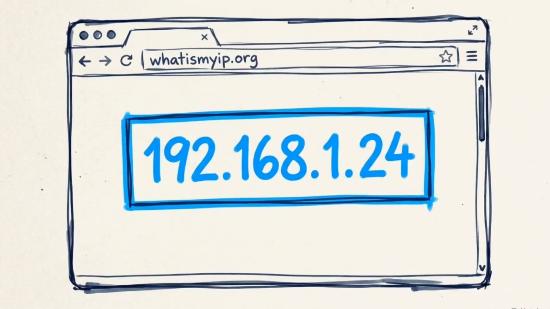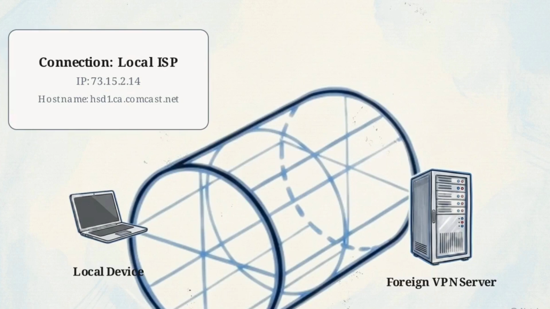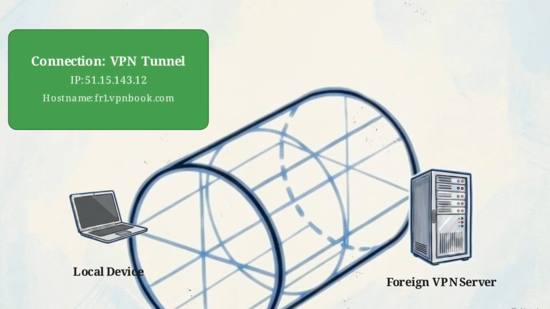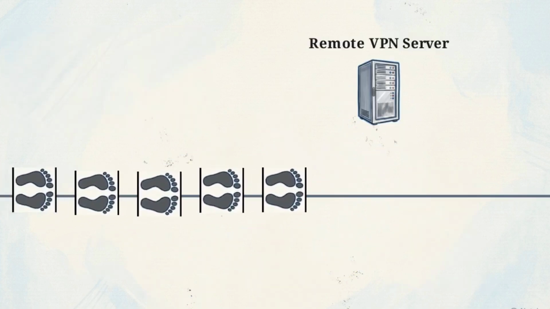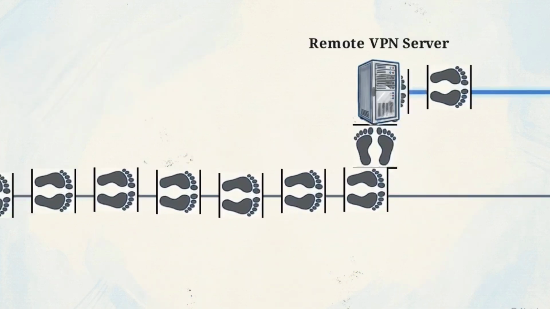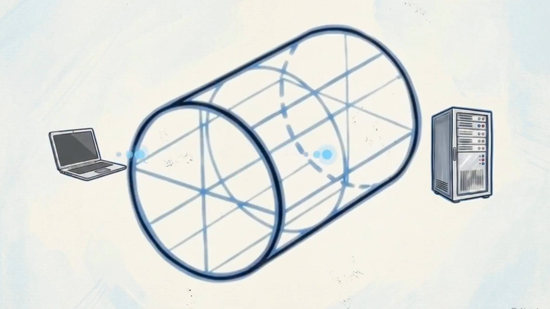To confirm the connection is active, go to an IP checking site like whatismyip.org. Verify that the displayed IP address and hostname match the foreign VPN server. This confirms the tunnel is masking your local internet service provider. With the verification complete, your digital footprint is now rerouted through the remote server. You are now browsing through your configured tunnel.